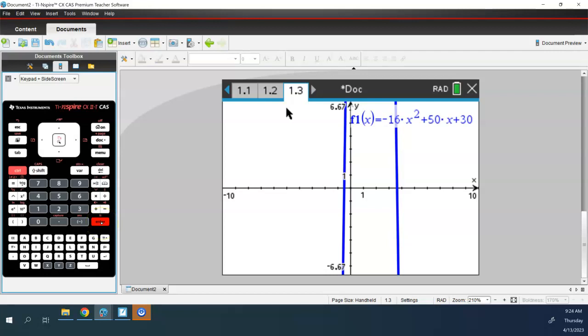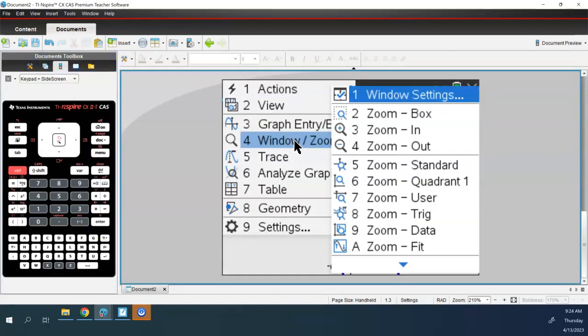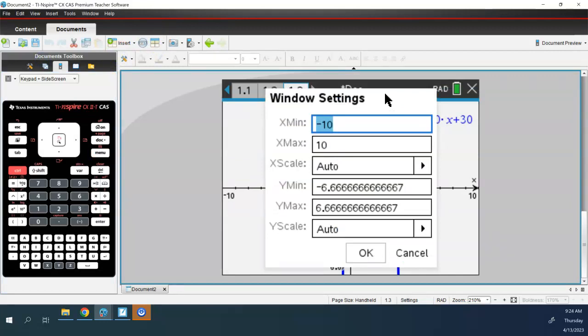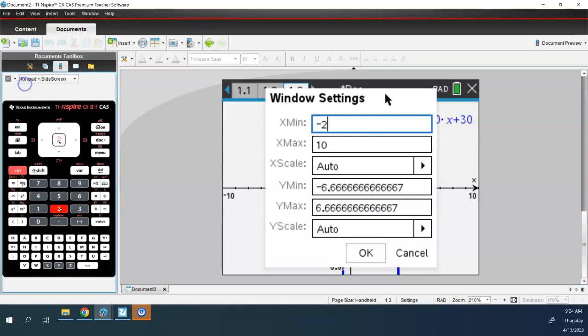Now let me adjust my window here: menu, window, window settings. My x min, I don't need to go negative, since x is my time, but I do like to see my y axis. X max, probably can go with 6 there. We'll go by 1s. Y min, do I need negativeness? Why not? The floor would be at 0, or the ground in this case, since we're throwing it outside. So I'm going to keep it there, just because I like to see the axes.